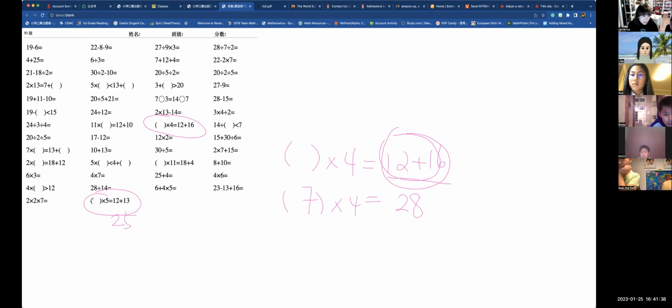So 25 first. What times 5 equals 25? 5 times 5. Okay, so here is 30. What times 2 times what equals 30? 15. Something like that.